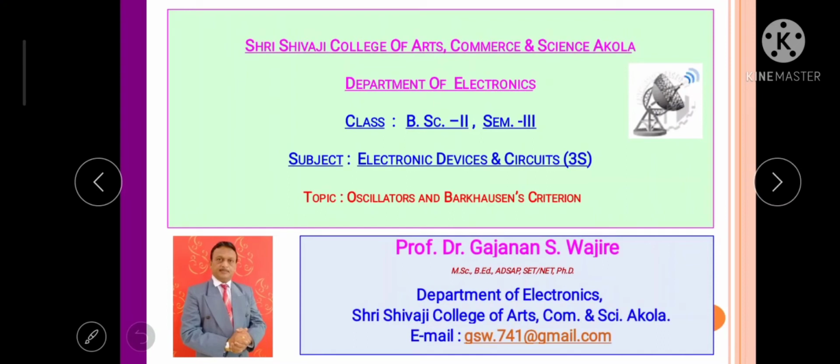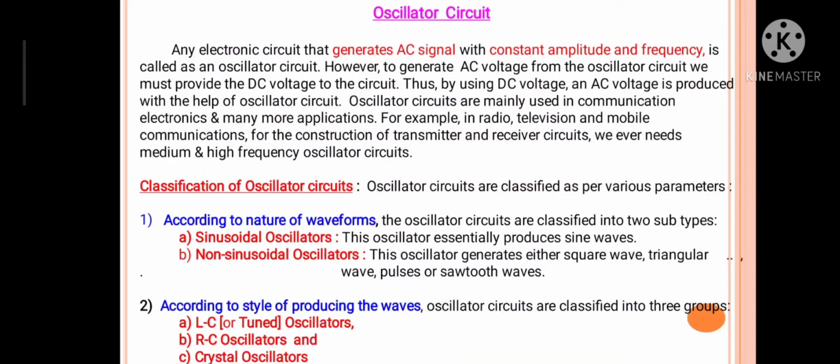Friends, today's topic for discussion is oscillators and Barkhausen criterion. Any electronic circuit that generates AC signal with constant amplitude and frequency is called an oscillator circuit. However, to generate AC voltage from the oscillator circuit, we must provide DC voltage to the circuit. Thus, by using DC voltage, an AC voltage is produced with the help of the oscillator circuit.